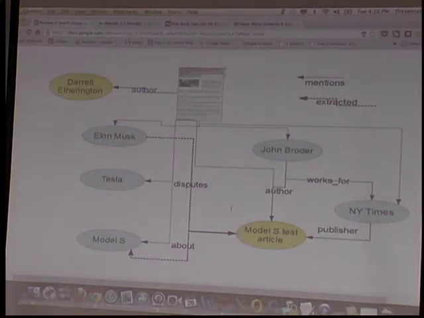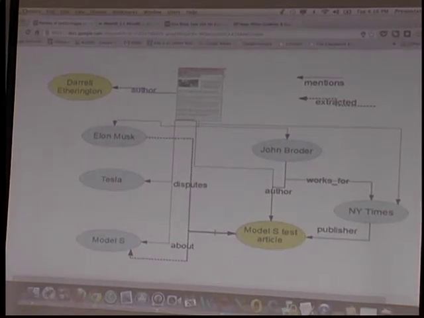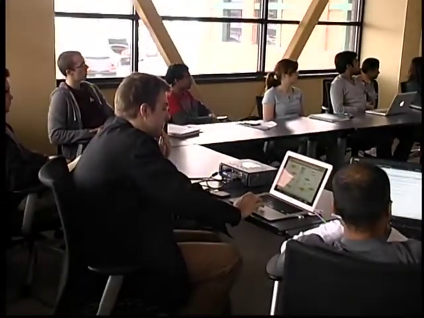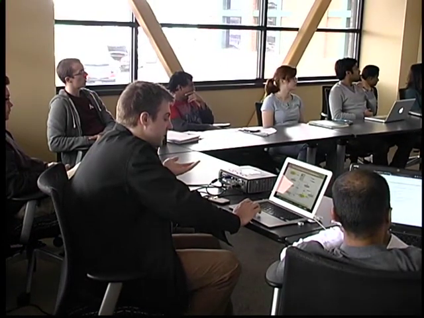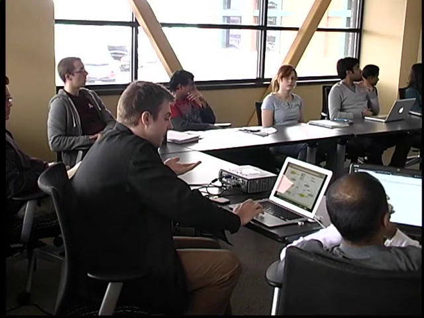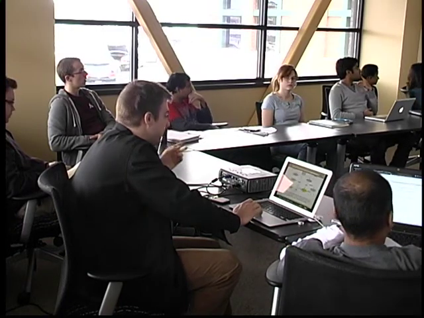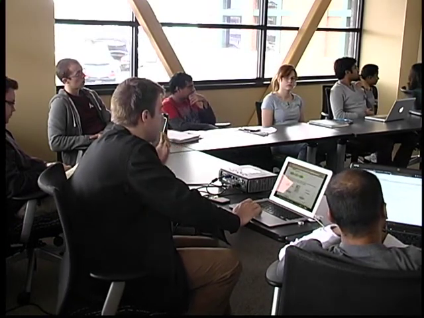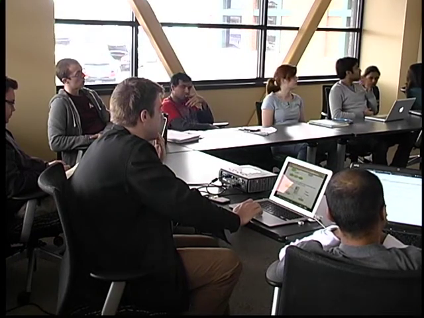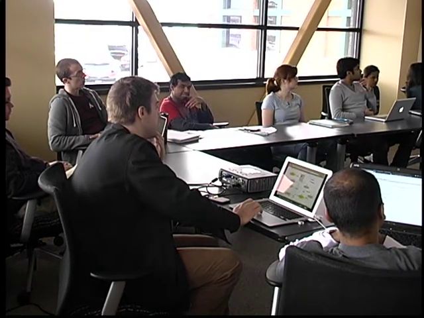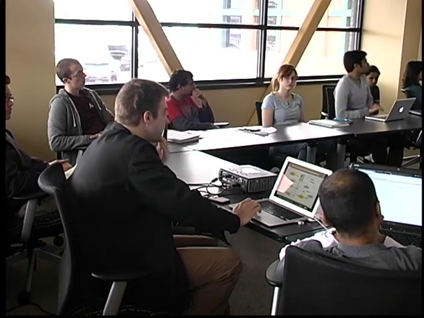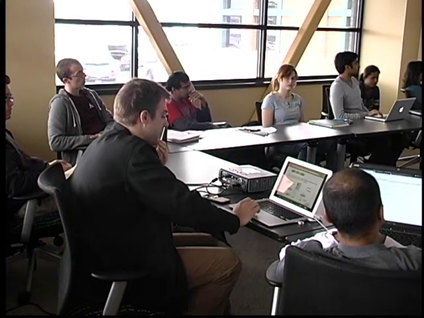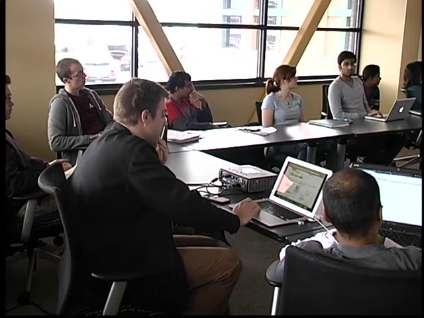Set of the knowledge you've extracted from the articles. It looks like that one could also be found just by searching over the instances that have John Broder as the author of an article about the Model S. However, the point you made about the sentiment might come into play here, especially if one idea is storing the results of sentiment analysis in the ontology, or modeling that somehow.